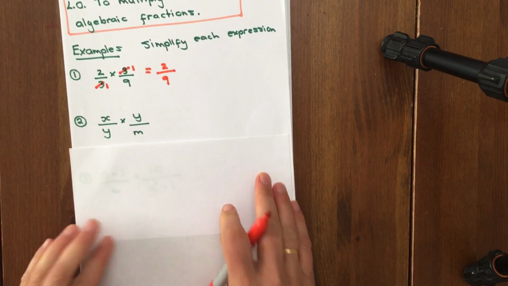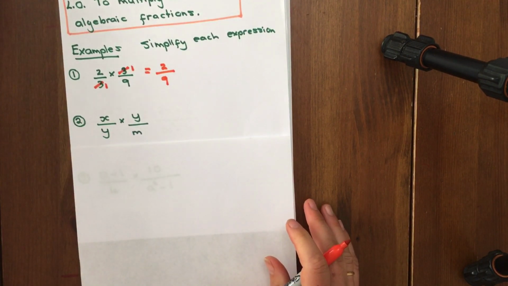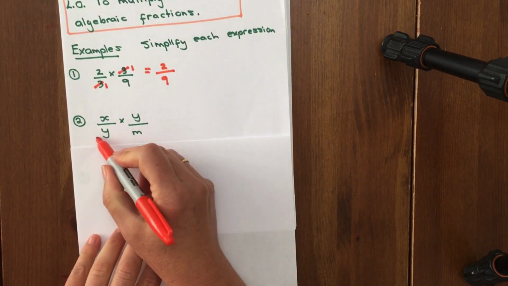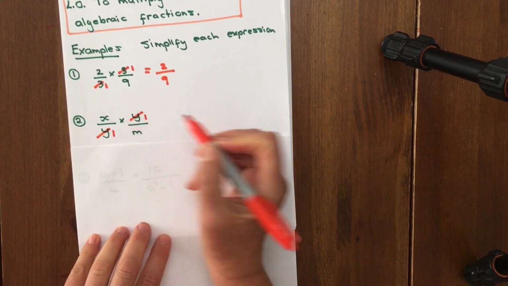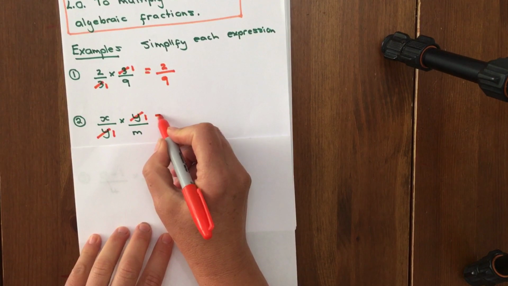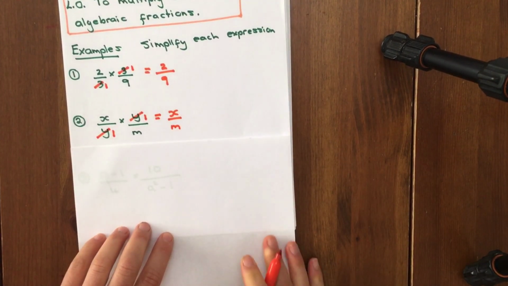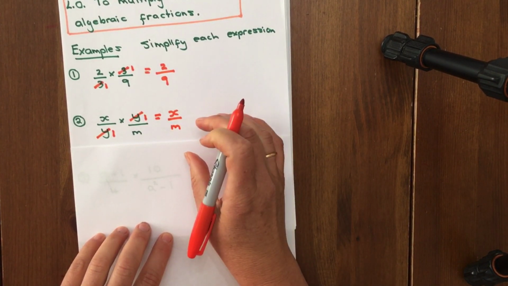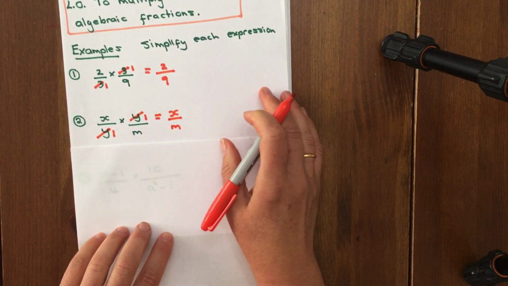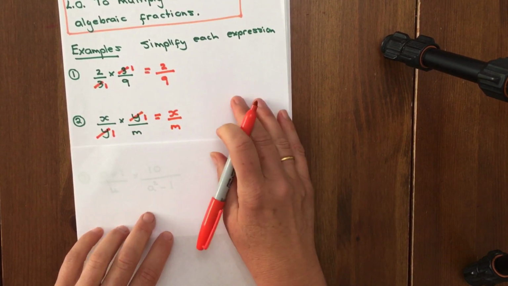So here, and please write down each example as I go through this, so you've got notes in your books to come back to. So here I can cancel y goes into y once, y goes into y once, and I have left x over m. Okay, at any point you don't understand, take a snapshot and email me that part, or email your teacher that part for them to go through in more detail.